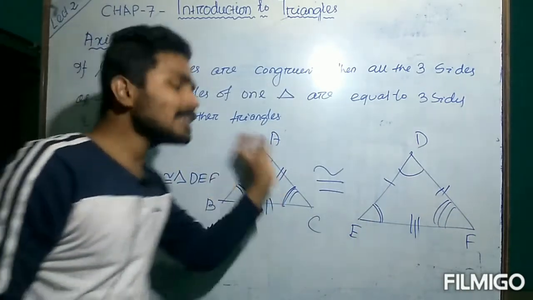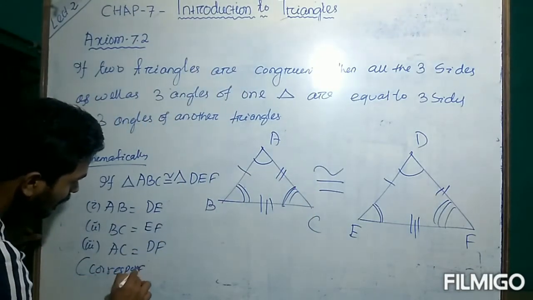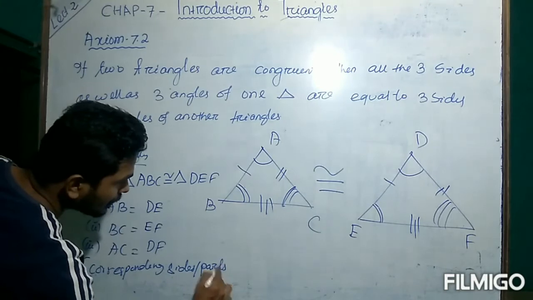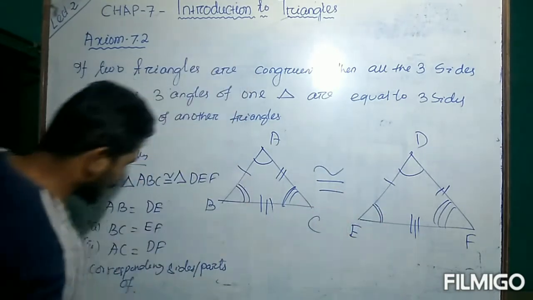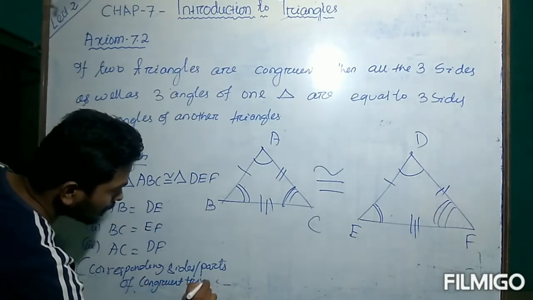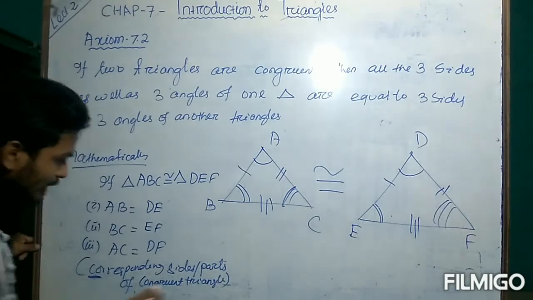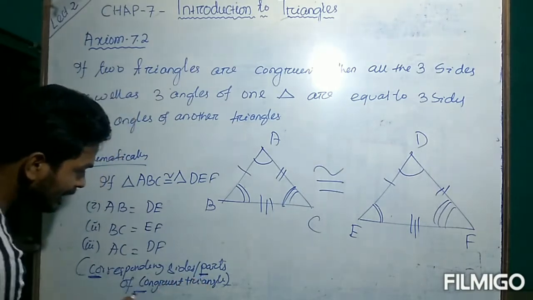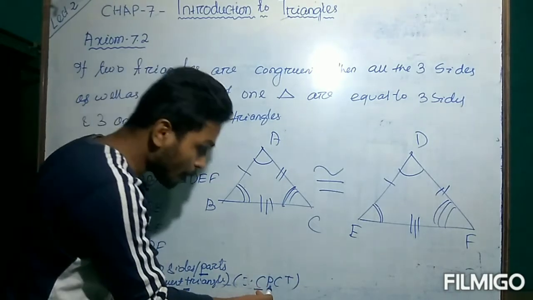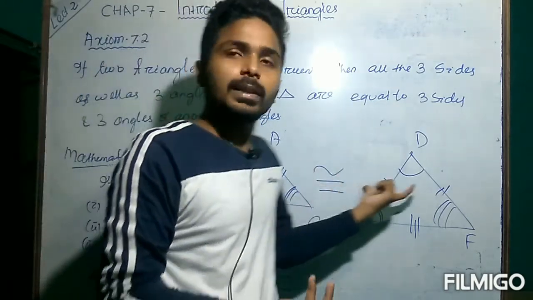So these are the corresponding sides. Okay, so these are the corresponding sides, or you can say parts of congruent triangle. Okay, so see, we can write it in the short form, corresponding parts, PCT, or you can write CPCT. CPCT means corresponding parts of congruent triangles. So these are the corresponding sides of 2 congruent triangles.